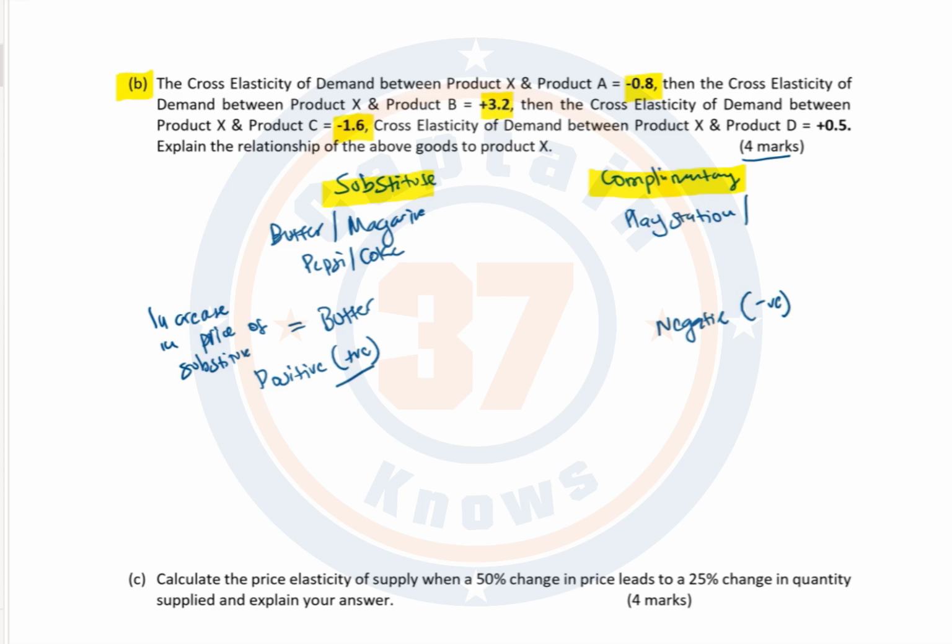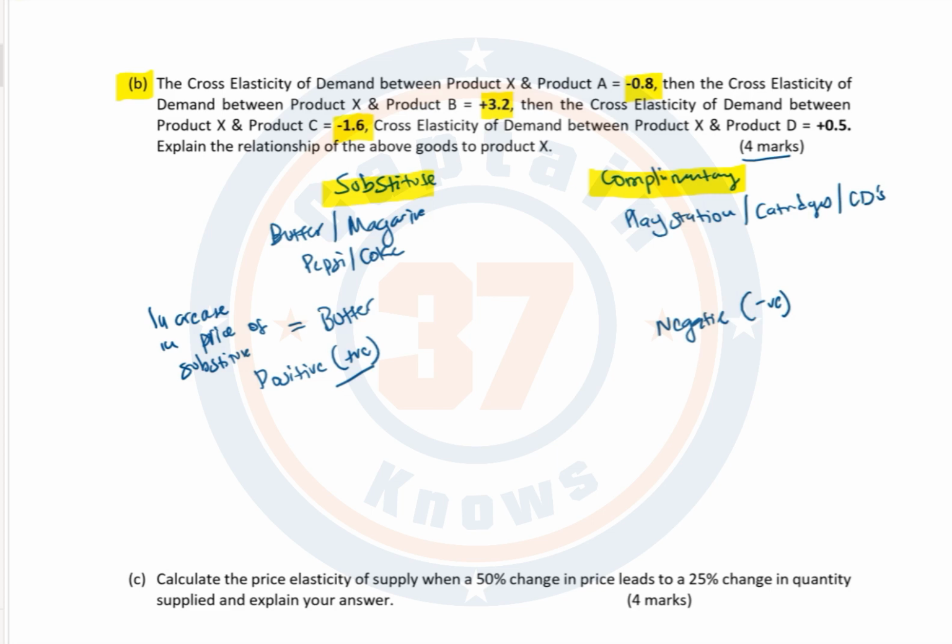You use a PlayStation with cartridges. I'm told nowadays they're not called cartridges, they're called CDs. Yeah, I'm old school. You cannot use a PlayStation if you do not have a CD. So these are complementary products.